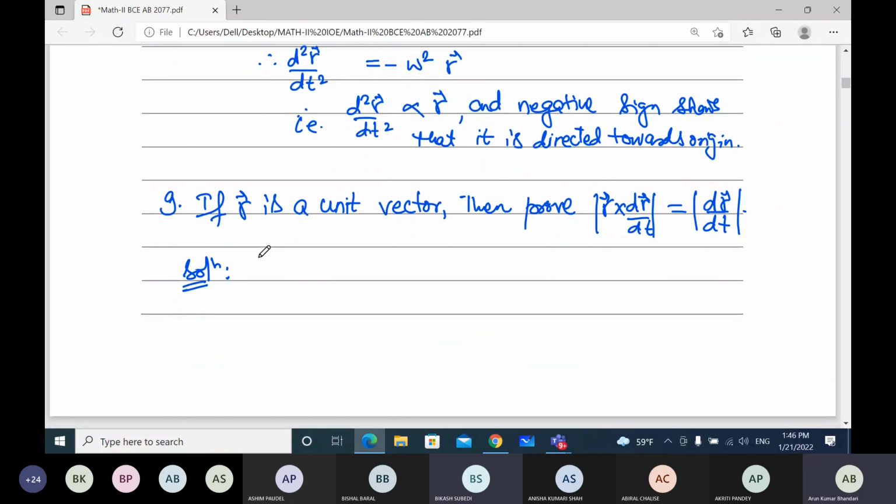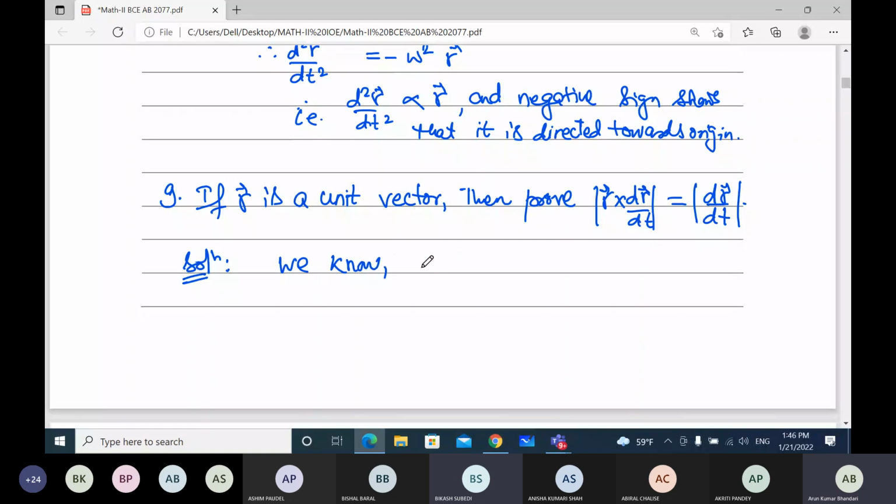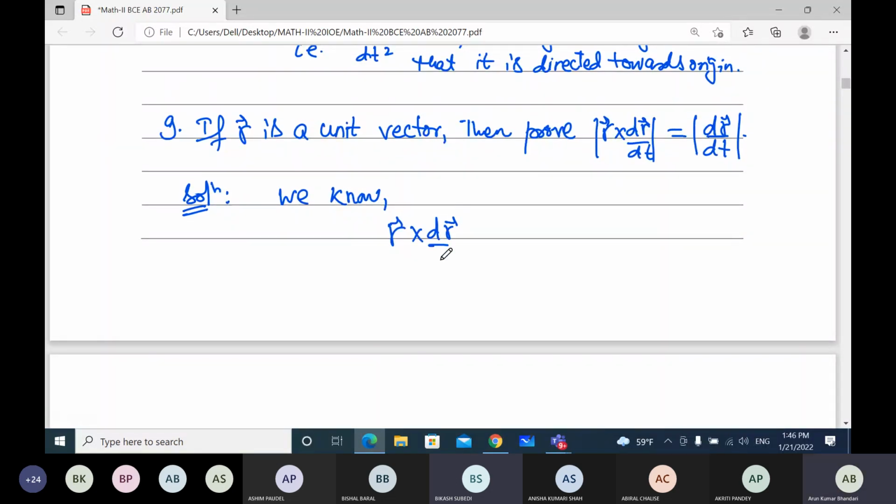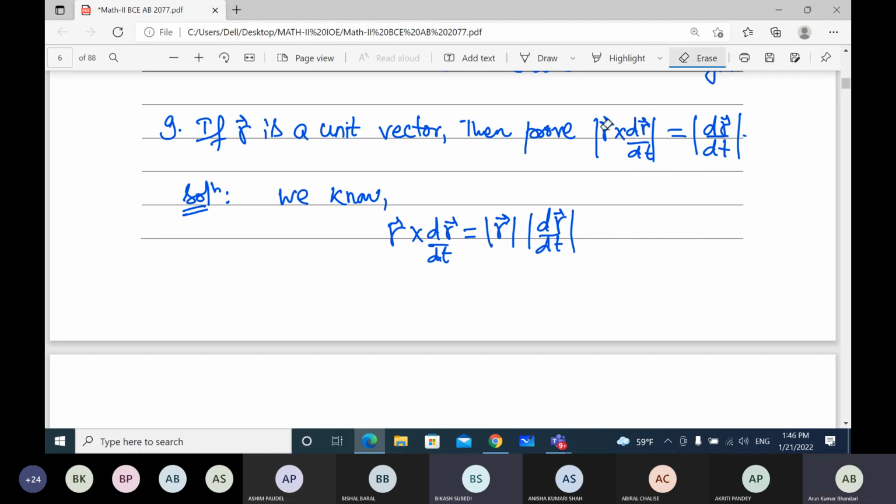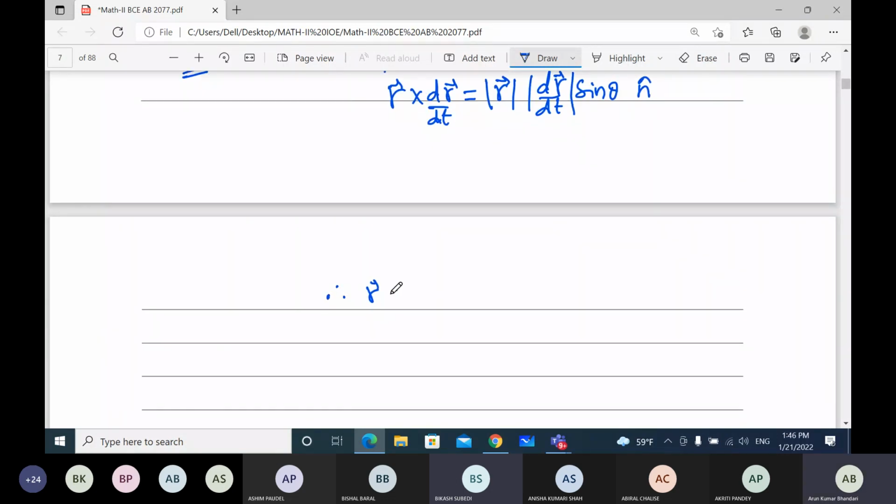We have r is a unit vector. We know the magnitude of a cross b is magnitude of a, magnitude of b, sin theta n cap. Therefore the magnitude of r cross dr by dt equals magnitude of r, which is 1 since it is a unit vector, times magnitude of dr by dt, sin theta, and the magnitude of n cap, the unit surface normal, is also 1.